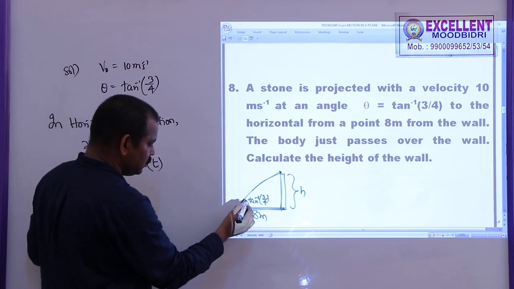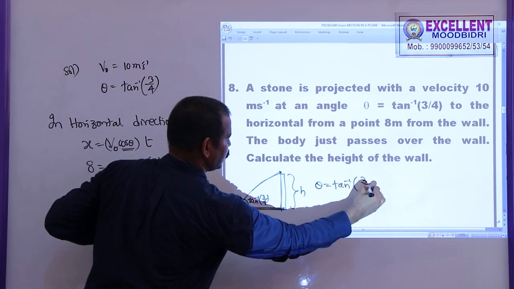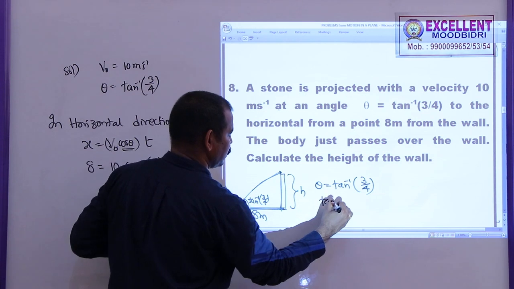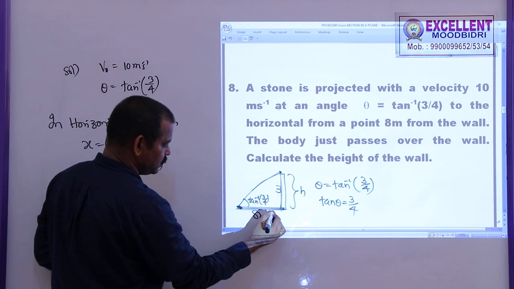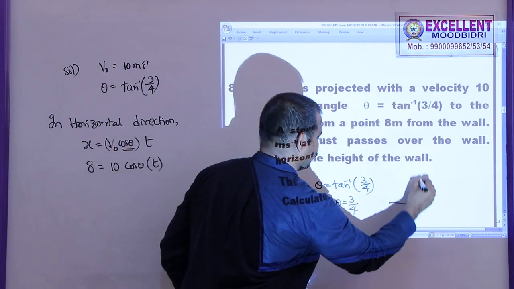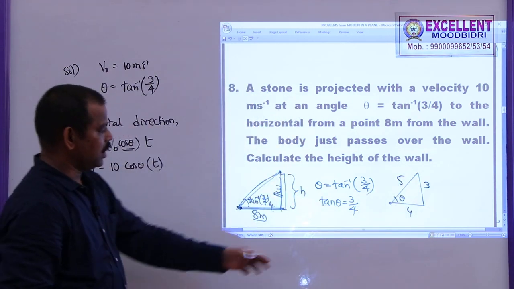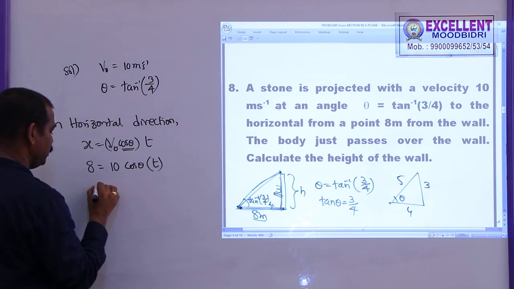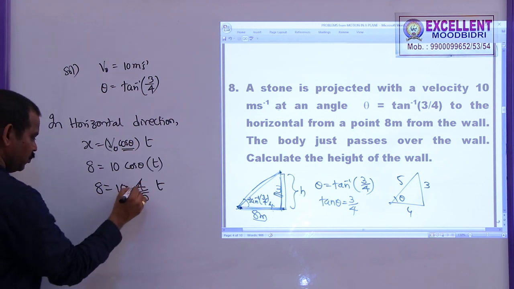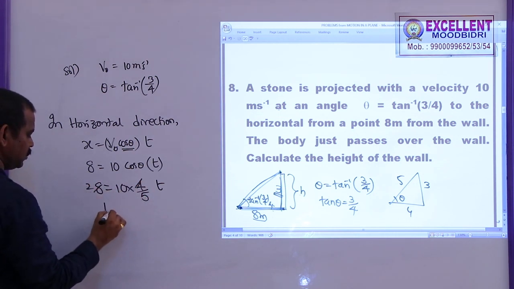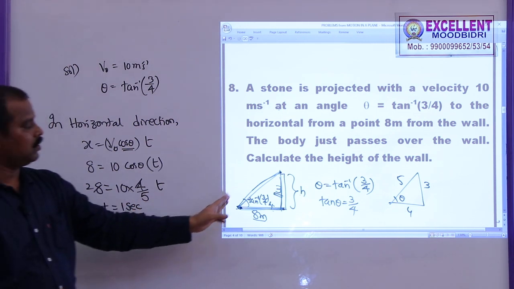But how to find this cos theta? We know that theta is equal to tan inverse of 3 by 4. If you bring this to this side, tan theta is equal to 3 by 4. What is the meaning of this? If it is 3, this will be 4. So here in this problem, if it is theta, this is 3, 4, automatically the hypotenuse will become 5. So cos theta is 4 by 5. So here I can write 8 is equal to 10 into 4 by 5 into t. So 4 1s, so 4 2s, 2 5s are 10. So time is equal to 1 second. So that means within 1 second it will reach this point.